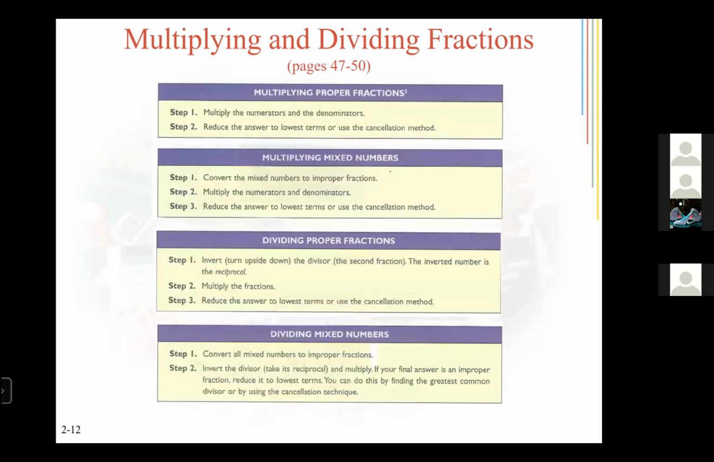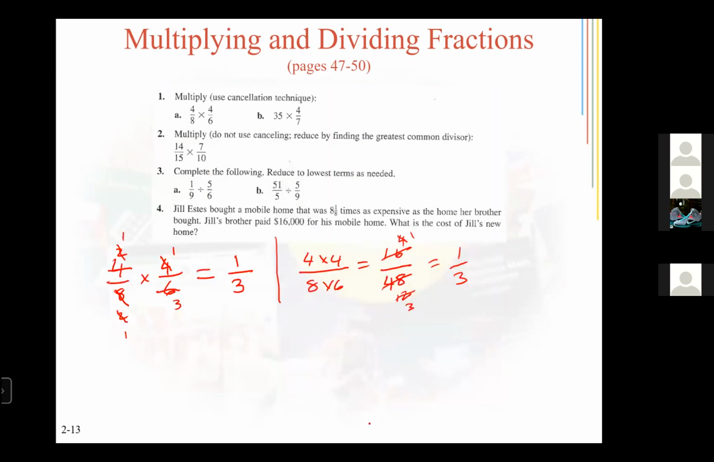Okay? So if you look at the rule for here, it says for proper fractions, multiply the numerators and the denominators, reduce your answer to the lowest terms, or use the cancellation method. Okay? Now, what did they say about the mixed number? What's the first step for the mixed number? Convert it to an improper fraction. So when you are doing the multiplication of mixed numbers, you have to convert them to improper fractions.